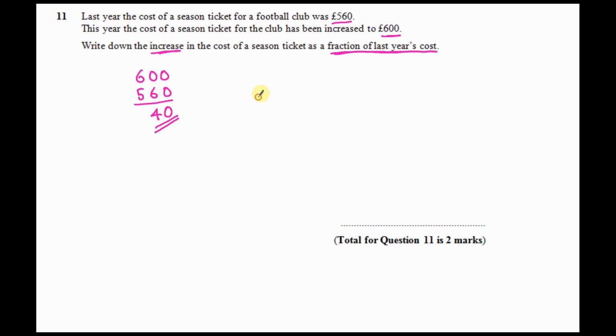And then the fraction as an increase compared to last year's cost is 40 out of 560, which is the same as 4 over 56, which is the same as 2 over 28, which is the same as 1 over 14. Any one of these will be good enough for the answer for full marks. It doesn't say leave it in its simplest form, but it's always a good habit to get into, to be able to simplify your fractions.